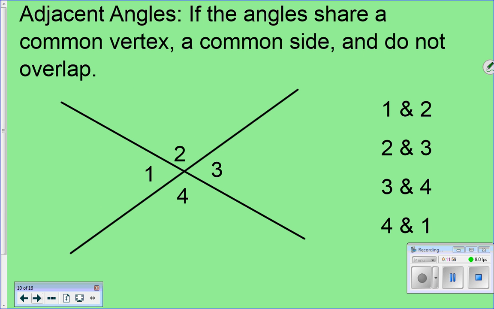All right, adjacent angles. Okay. This is kind of tricky. So adjacent angles. The angles share a common vertex. You're like, what does this even mean? A common side and do not overlap. So we know vertical angles are 1 and 3 and 2 and 4, but there's also other angles in here that we need to know about. Okay? So adjacent angles share an endpoint. Obviously, they're going to share that intersection. Okay? And they share a side.